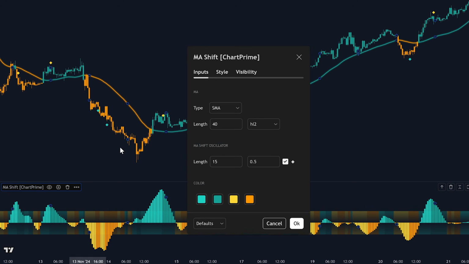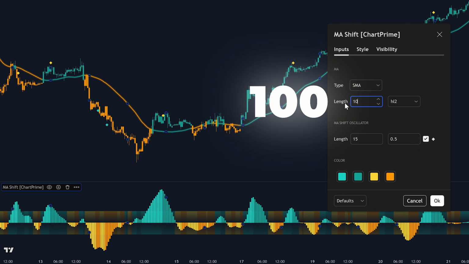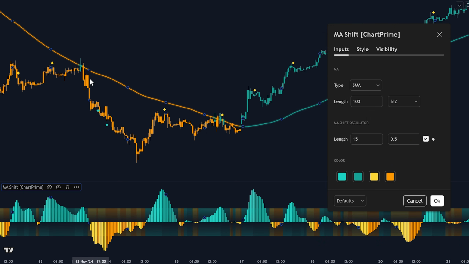In the input settings, the first option is type. You can switch between simple moving average and other types of moving averages. If you increase the length to, let's say, 100, the moving average becomes smoother, reducing noise and false signals. A longer length is ideal for swing trading and trend following strategies.